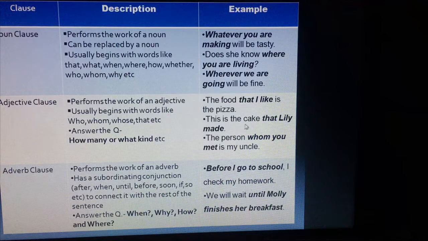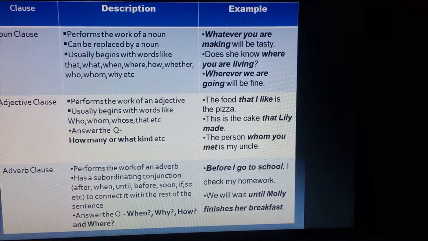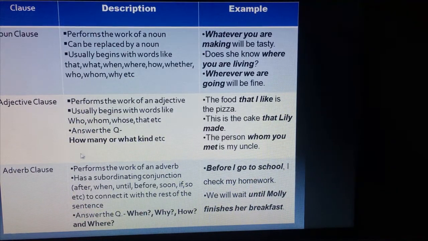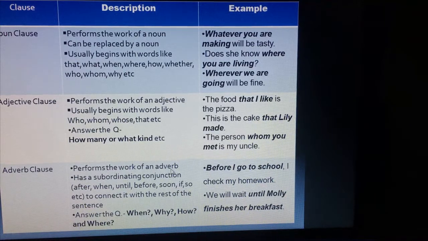Another example: this is the cake that Lily made. Which cake? That Lily made. The person whom you meet is my uncle. So it is describing the person. Whatever word describes a noun will be an adjective. This is an adjective clause.